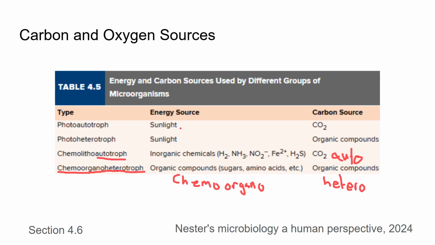Photoautotroph, that one's going to be your classic plant where it gets its energy from sunlight and its carbon source is carbon dioxide.